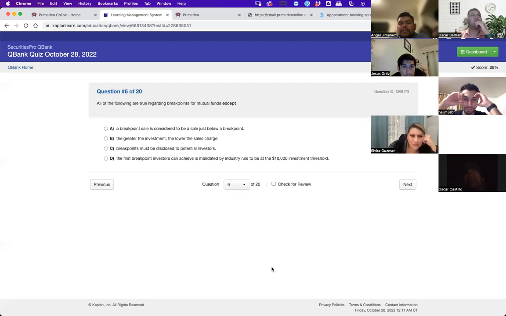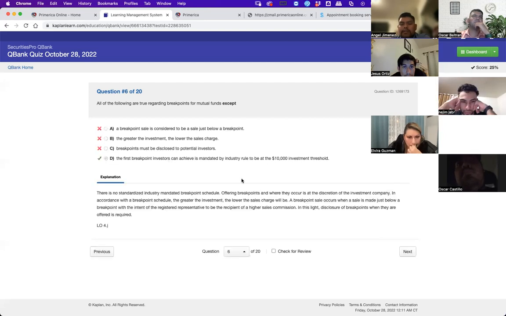All the following are true regarding breakpoints for mutual funds except: A, a breakpoint sale is considered to be a sale just below. That's true, right? Yeah. B, the greater the investment, the lower the sales charge. That is true. No, D. The first breakpoint is mandated by industry. No, it's different. It can be different. D.